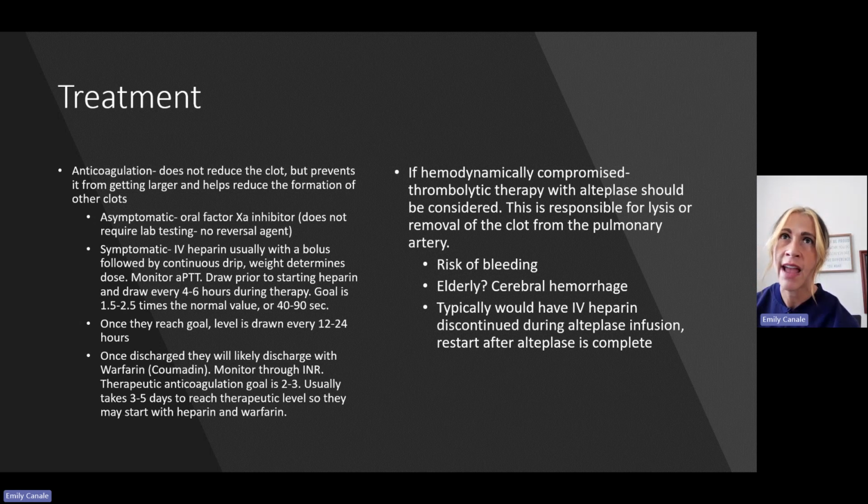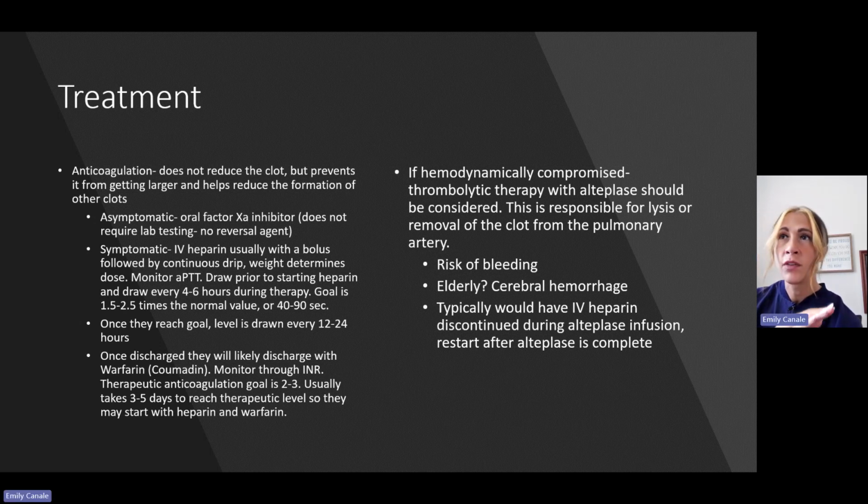Your facility is going to have a policy, and it's going to tell you how to titrate the heparin drip based off of your lab values. So that is something that you typically don't call the provider for after the initial bolus and initial dose. You normally just follow the policy for titration. So what you are doing though is once you get to a therapeutic goal, it's typically 1.5 to 2.5 times the normal value, which is 40 to 90 seconds.